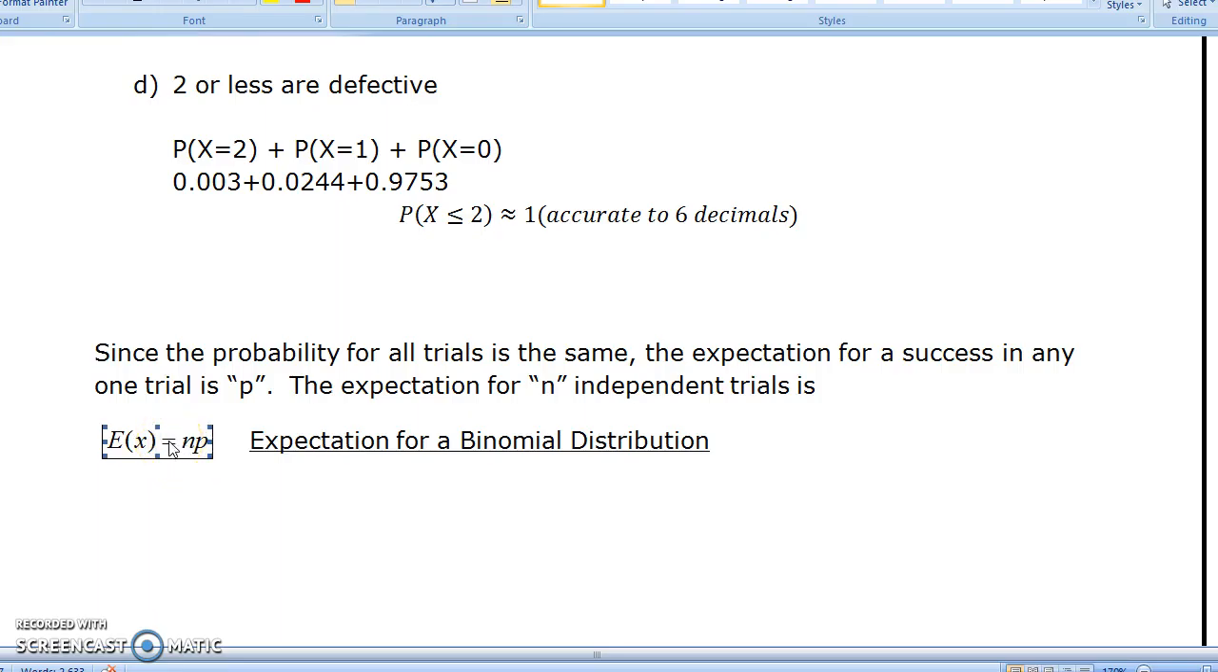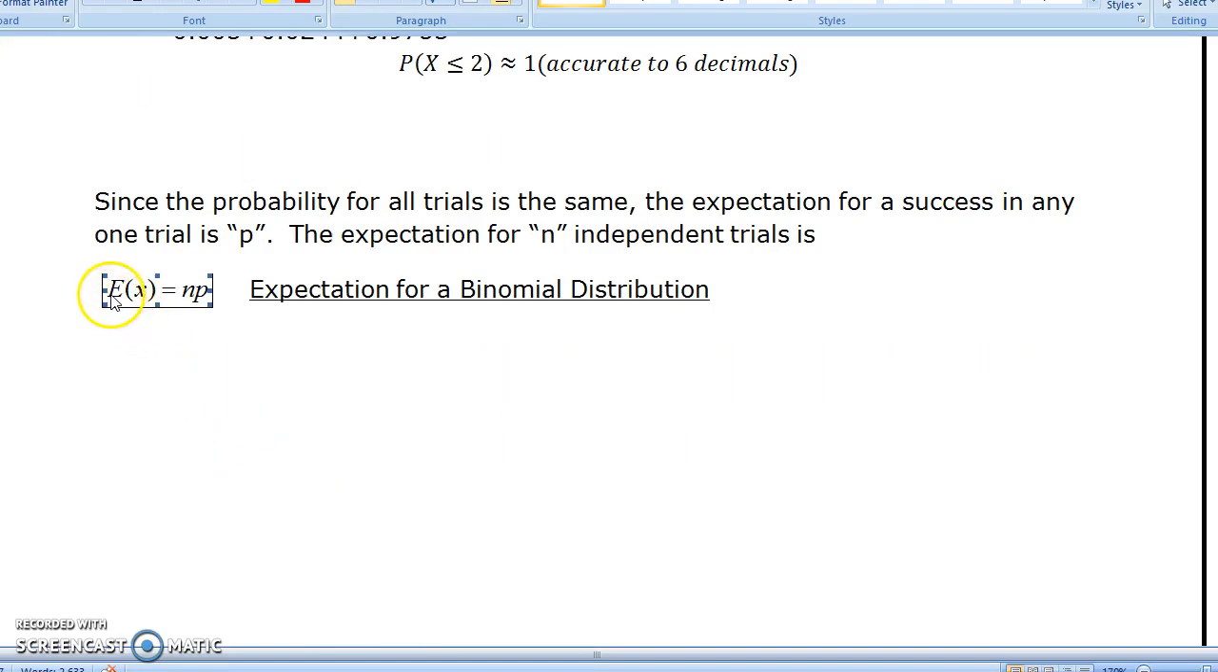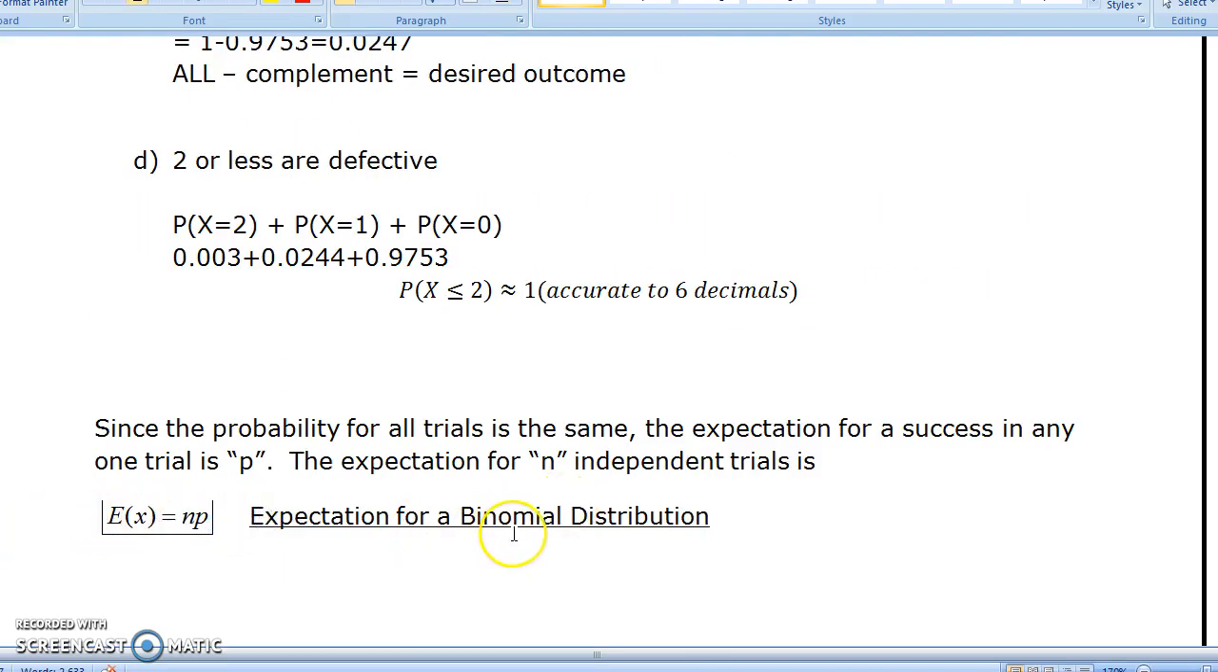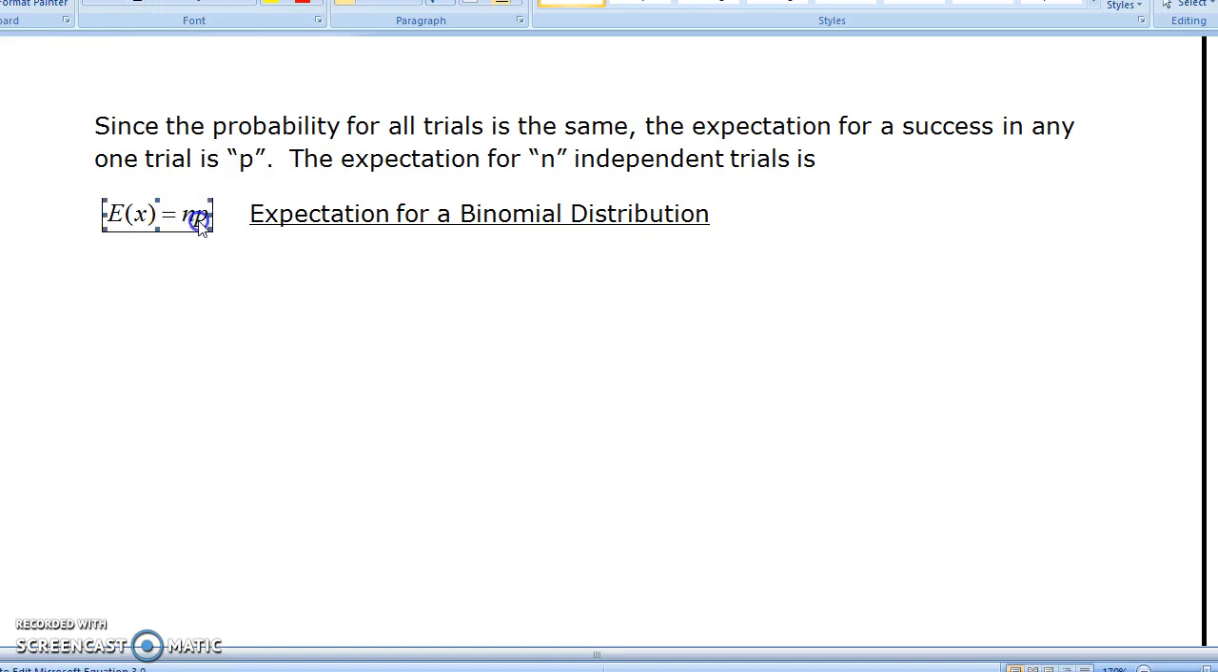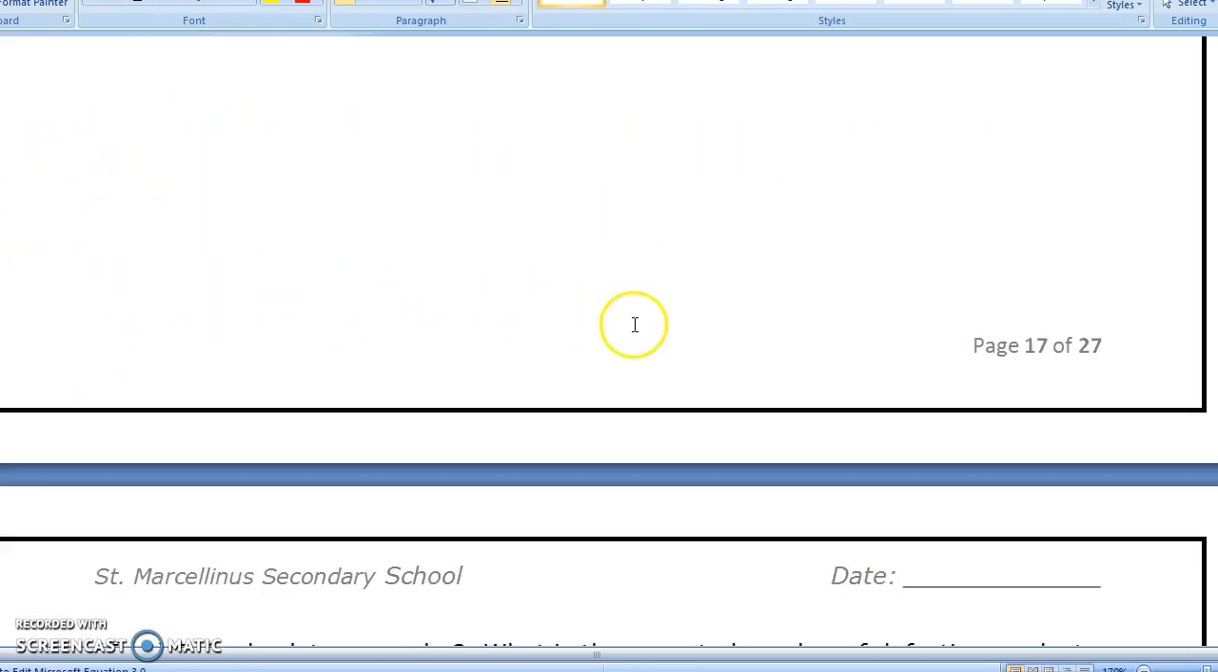The expected value of any binomial distribution is simply np. This saves us so much time because we have no need to go through the table method when we're looking at a binomial probability distribution. The expected value of any binomial distribution is simply equal to n times p. It's very quick, does not take a lot of work, just remembering that relationship. Very important relationship, underline it, highlight it, whatever you need to do.